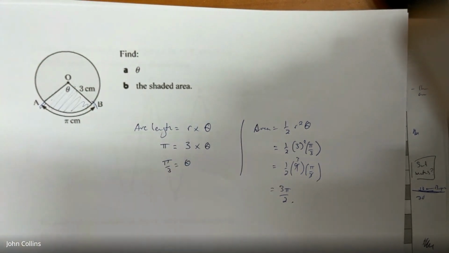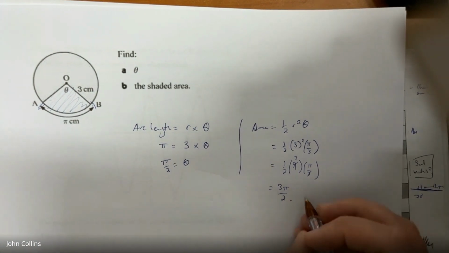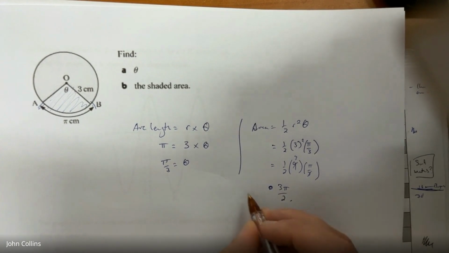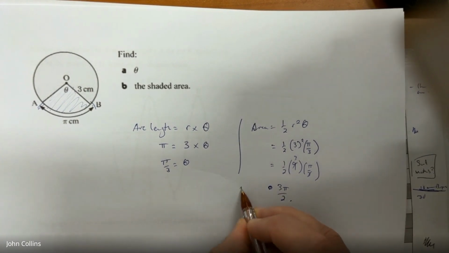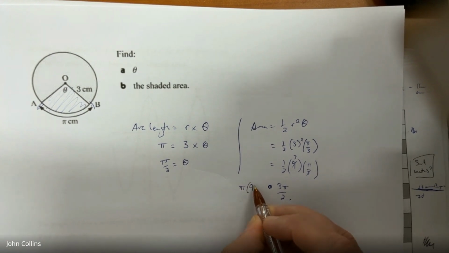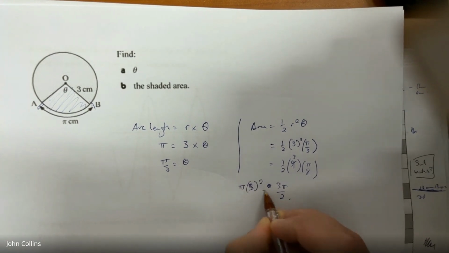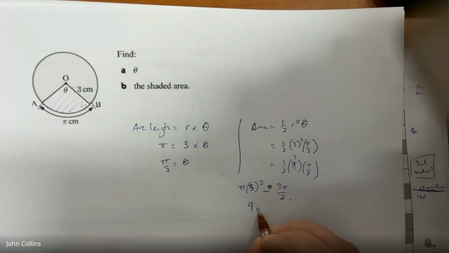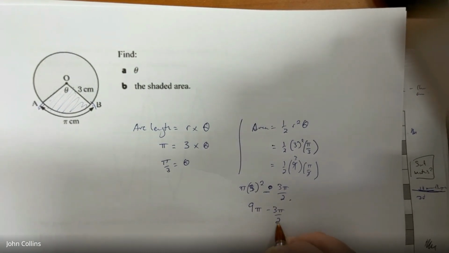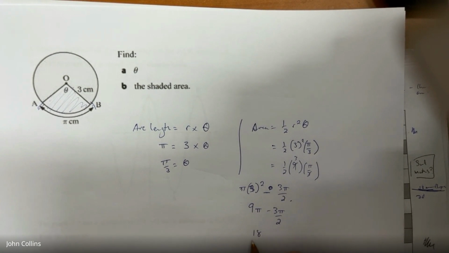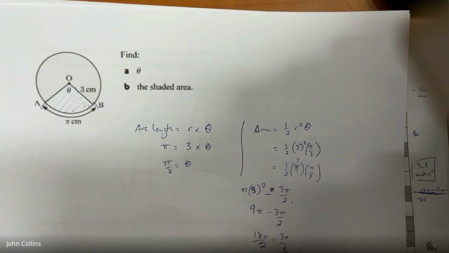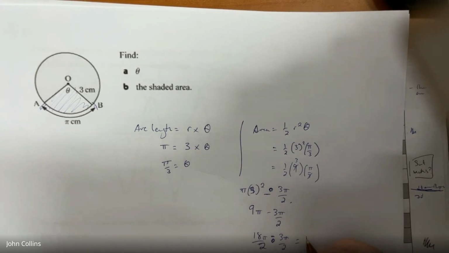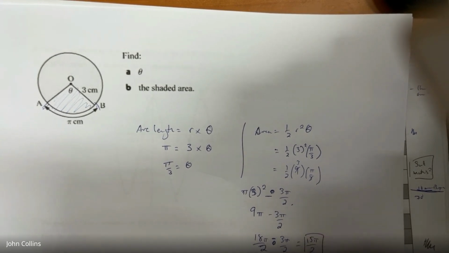So you see, the area of a circle minus... well, if we've gone this far, you can just subtract. So what's the area of a full circle? Pi radius squared. Pi times the radius, which is 3, squared, minus this. So this is 9 pi take away 3 pi over 2. You'd have to do a common denominator here: 18 pi over 2 minus 3 pi over 2 is 15 pi over 2. Okay, I went about it the long way.